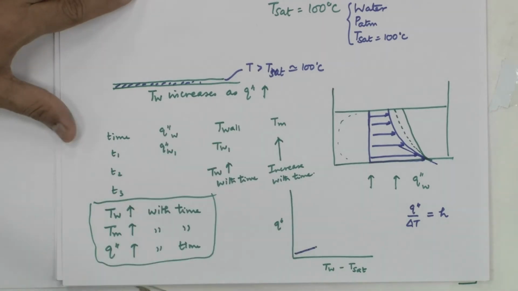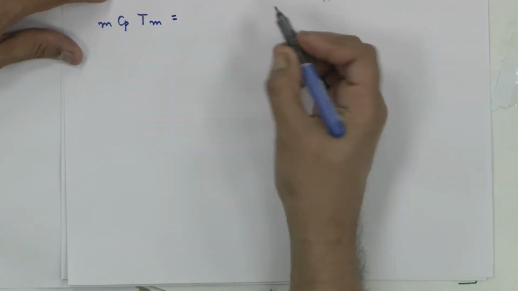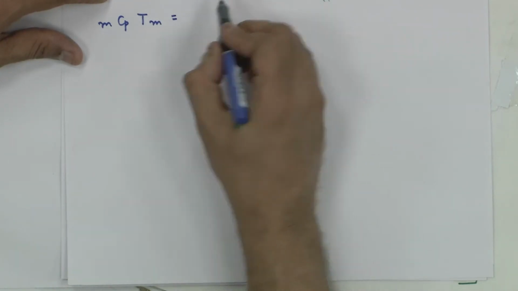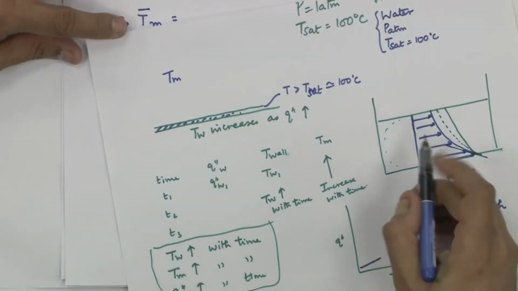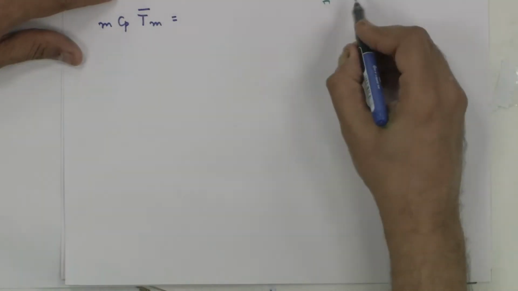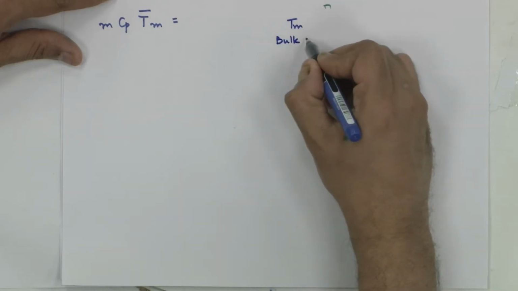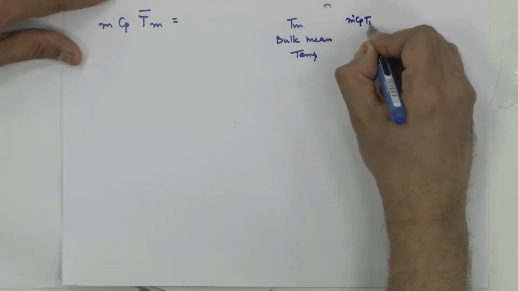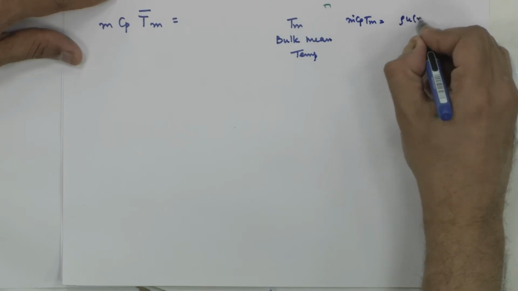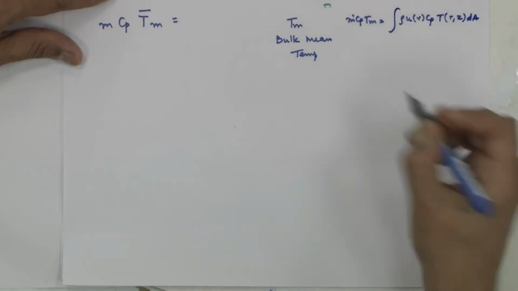What is bulk mean temperature? I am not sure if you remember. Bulk mean temperature, if you do an energy balance, m dot Cp T bulk mean is nothing but an integrated value. So, this is temperature at every location. You take it, and the mixing cup temperature was defined. I hope you remember this. The mixing cup temperature or bulk mean temperature for flow was defined this way: m dot Cp T bulk mean is equal to rho u of r Cp T of r comma z dA integrated over the area.